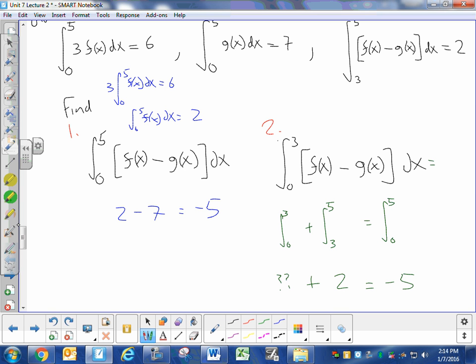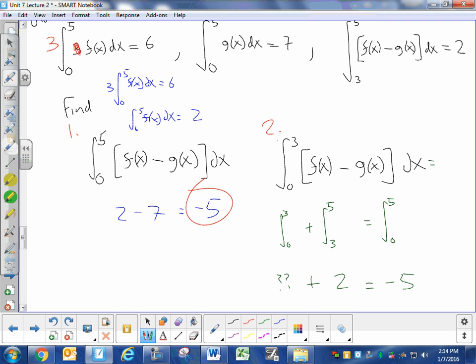Okay. First one you got to figure out by manipulating this given up here. You got to figure out that the integral from 0 to 5 of f is just 2. How do you do that? You can just pull out the 3, divide both sides by 3. Okay. So that gives you that the integral from 0 to 5 of f minus g is 2 minus 7, which is negative 5. You need that answer to be able to get this answer.